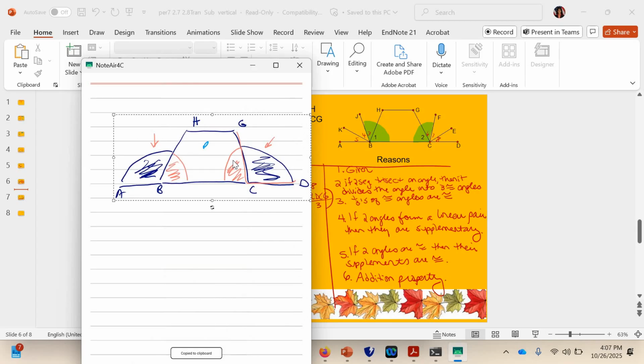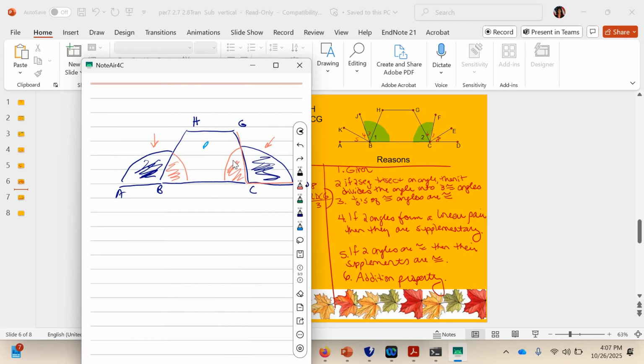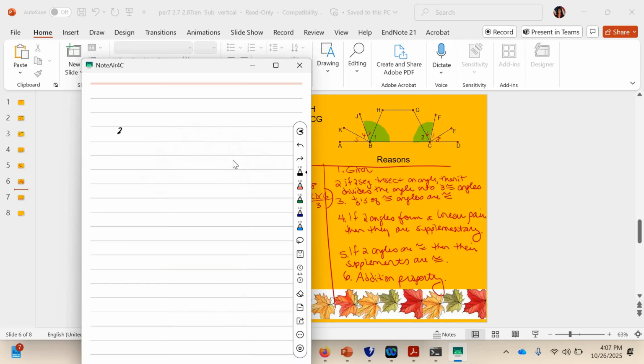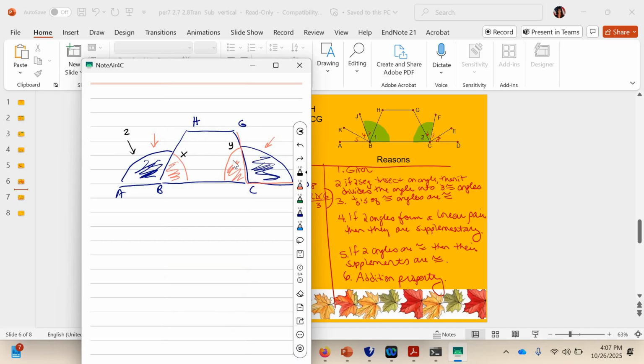If I look at this picture, let's suppose I didn't know those red pieces were equal. I'm really trying to prove those red pieces are equal. So I'm going to call this piece here X and this piece Y. I don't know that they're equal. But I do know that this part here, I'm going to call this one Z and this one W. I know that Z and W are equal.